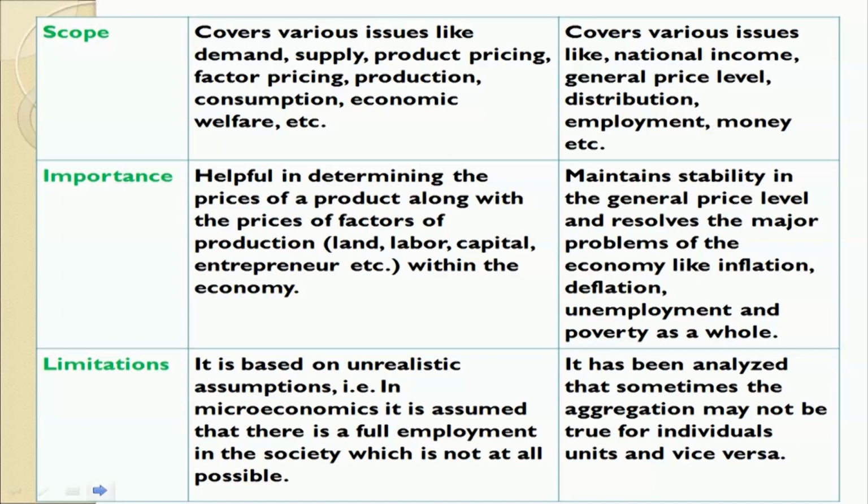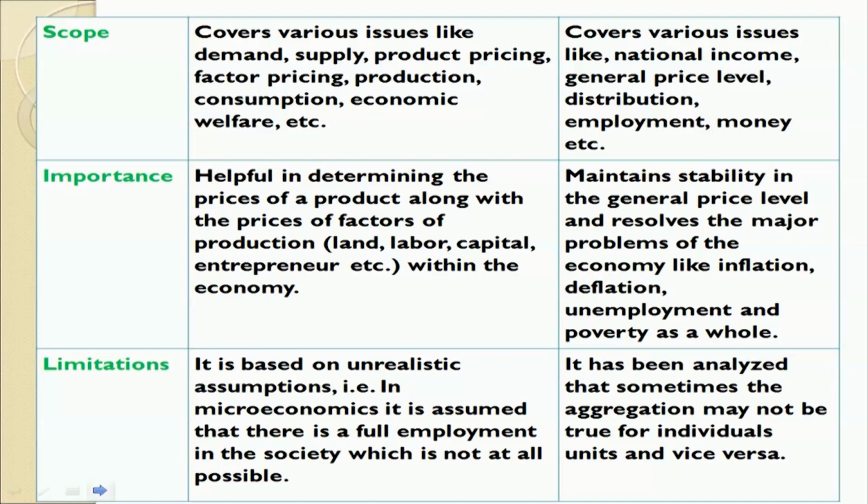The next parameter where we make the difference is limitation. It is based on an unrealistic assumption: in microeconomics it is assumed that there is full employment in the society, which is not at all possible. We are not assuming that the entire population is employed. Part of the population is not employed, for example the elderly or children; those numbers are also taken into consideration. Full employment in a particular country is not at all possible.